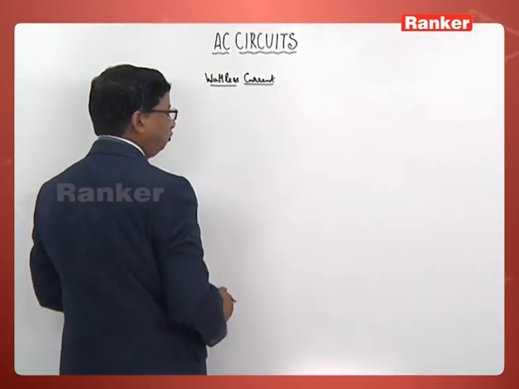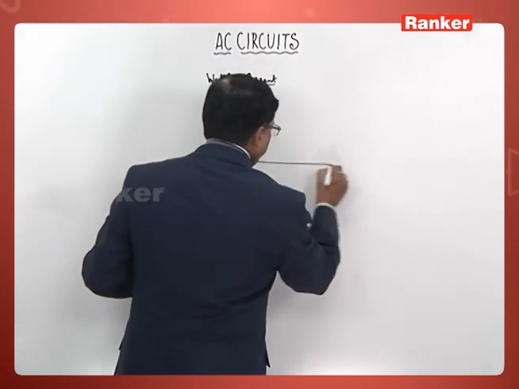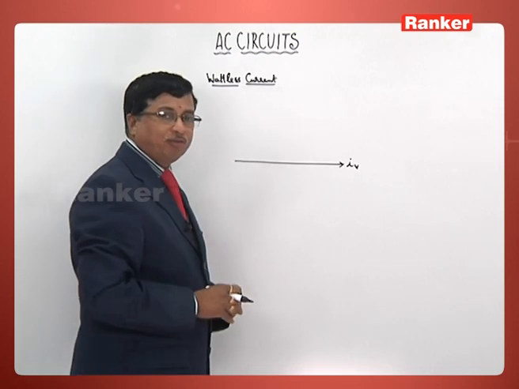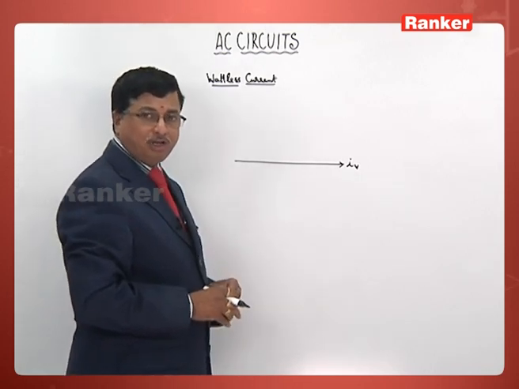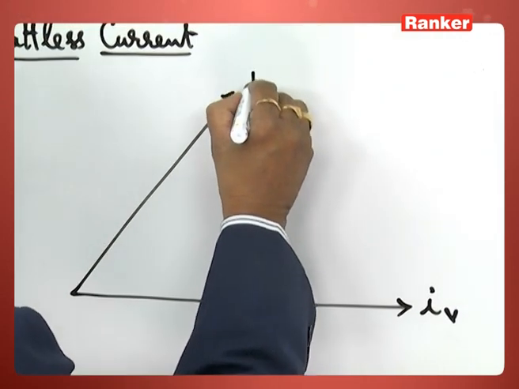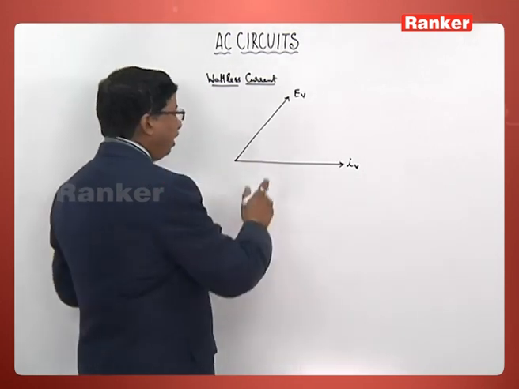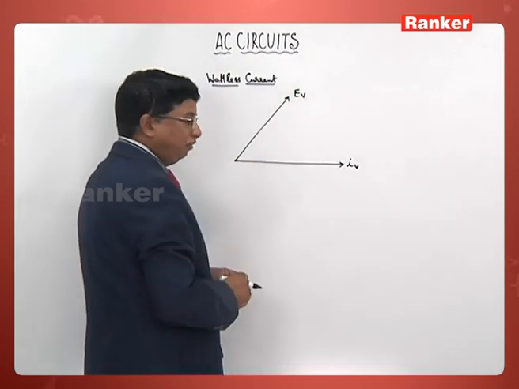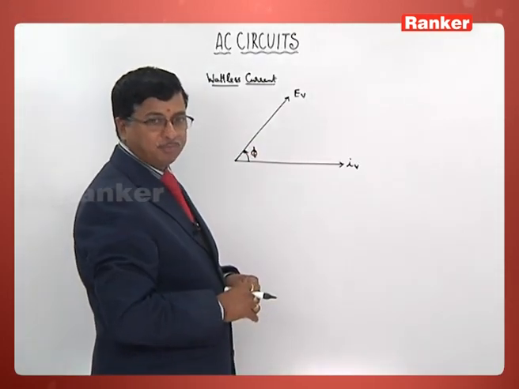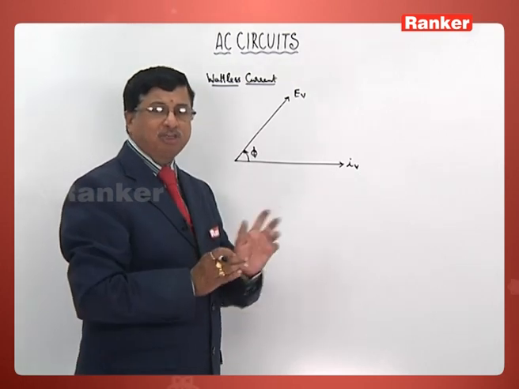What does this mean? What exactly is this current called wattless current? If I consider this is the direction of the virtual value of electric current in an alternating current circuit, let us consider that as IV. And let us understand this is the direction of the virtual value of EMF. I am considering that this virtual value of EMF is making an angle phi with the direction of the virtual value of current. So, IV and EV are now oriented at an angle phi between them.